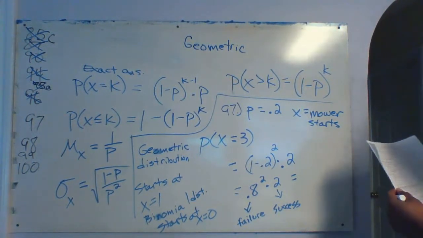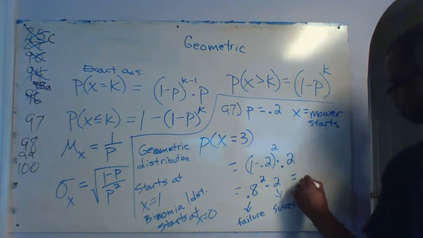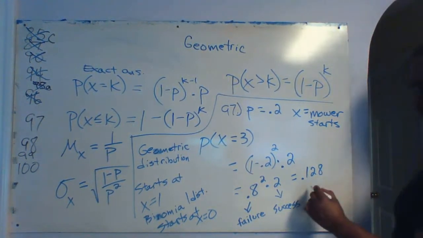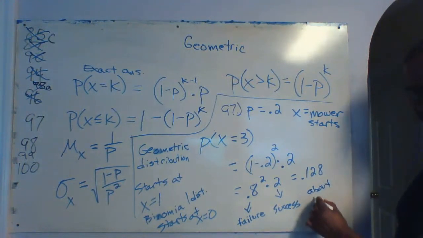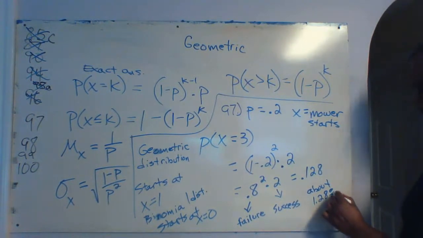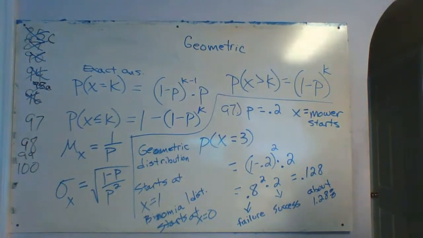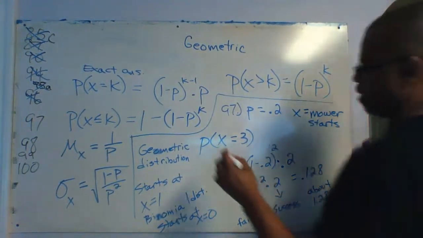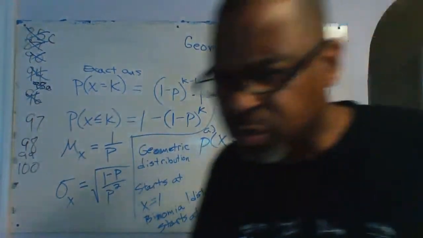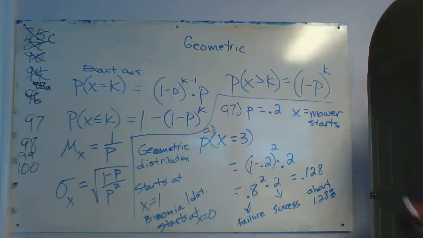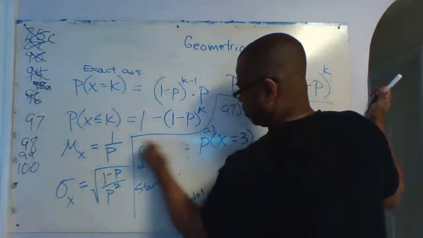Which is going to give us, if I did my math correctly, it should give me 0.128, which is about 12.8%. And that's the A part. That's for A, right? Okay, so we're going to look at that. Now we got to do the B part. So I'm going to erase this, and I'm going to do the B part.